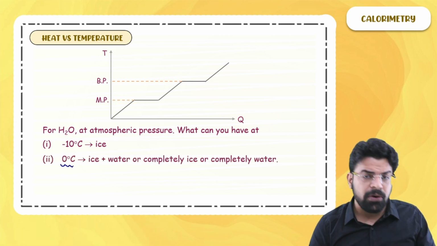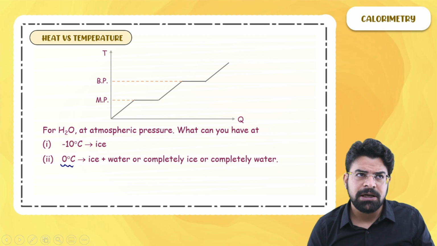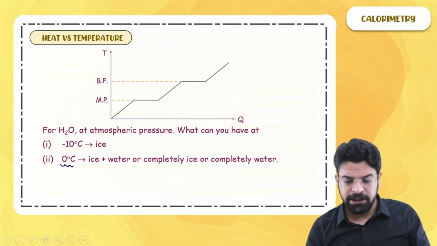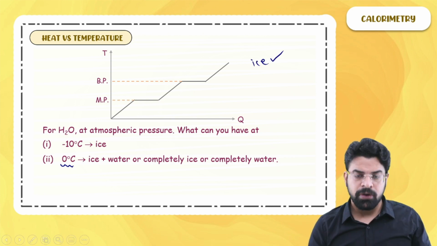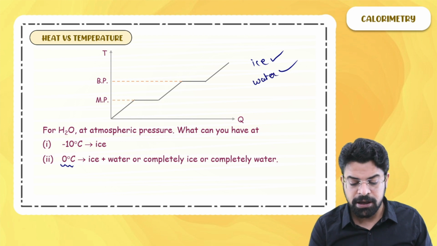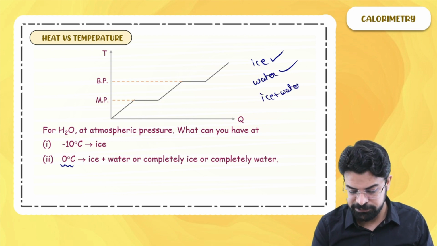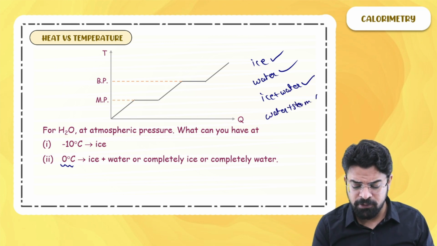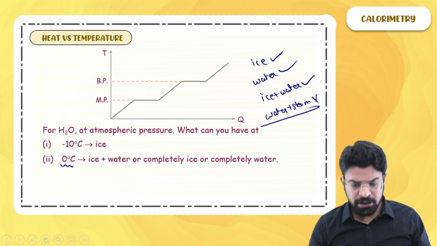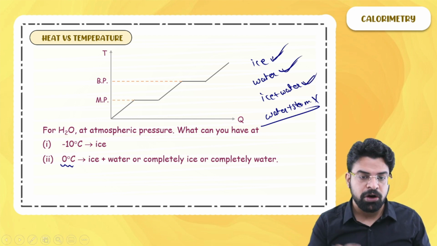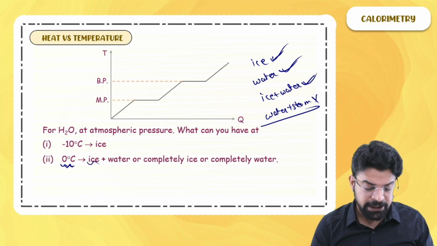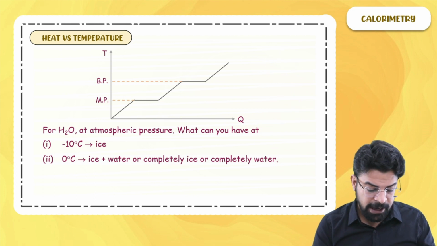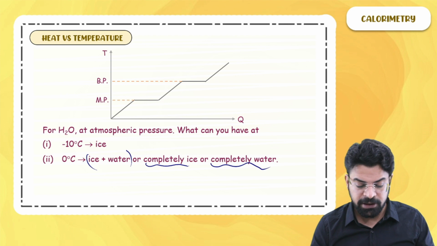At the temperature of 0 degree centigrade, what can you have? Sir, 0 is the melting point. At 0 degree centigrade, you can have ice, yes. You can have only water, yes. Or you can have an ice plus water mixture, yes. But can you have water plus steam? No. You can't have water plus steam at 0 degree centigrade. So at 0 degree centigrade you can have completely ice, completely water, or an ice plus water mixture.